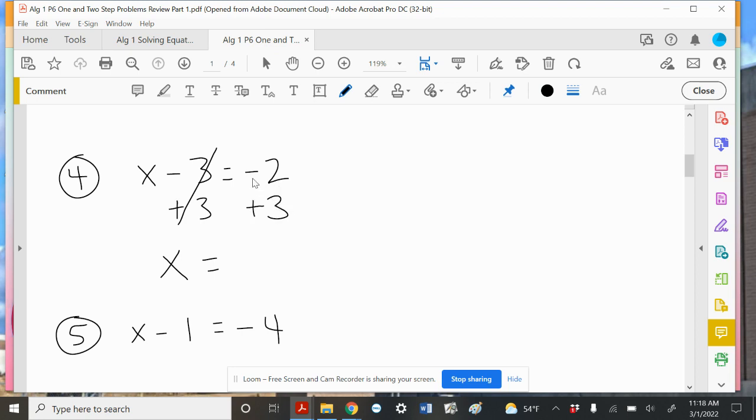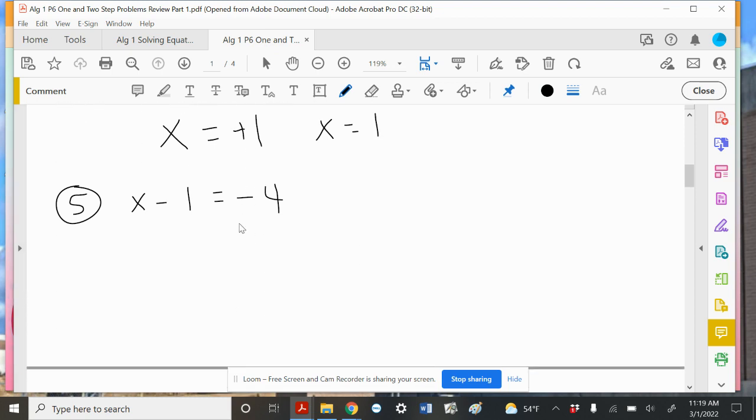So anytime you have different signs here, one being negative, one being positive, if I want to add these up, what I really do is I subtract them when they're opposite signs or different signs. And so I do 3 minus 2, which is 1. And then I keep the sign of the larger number. So it would be positive 1. So really x just equals 1.